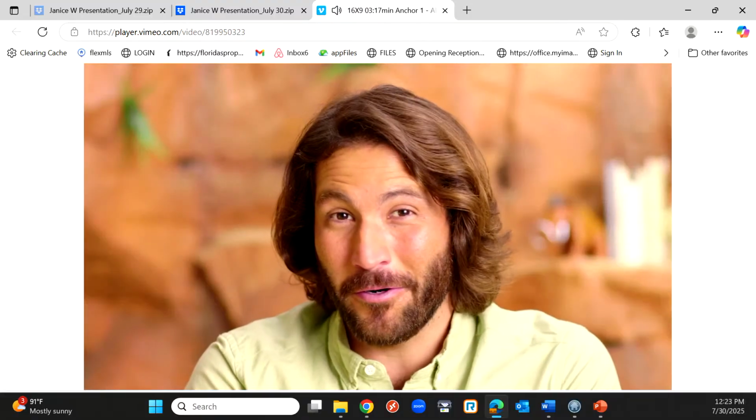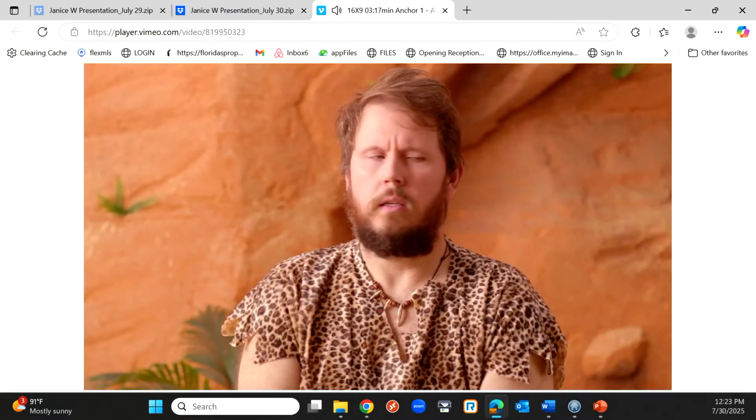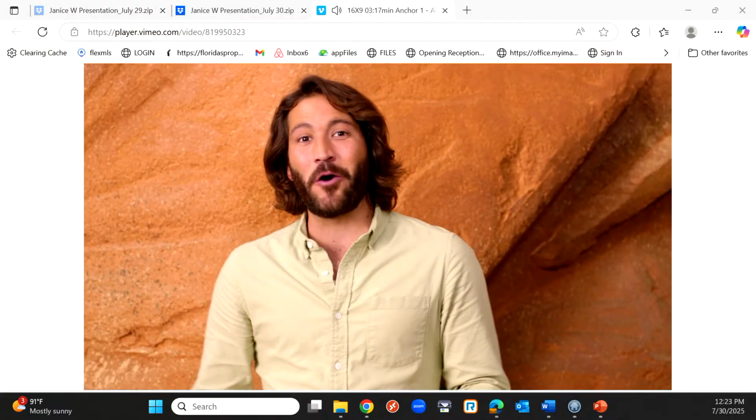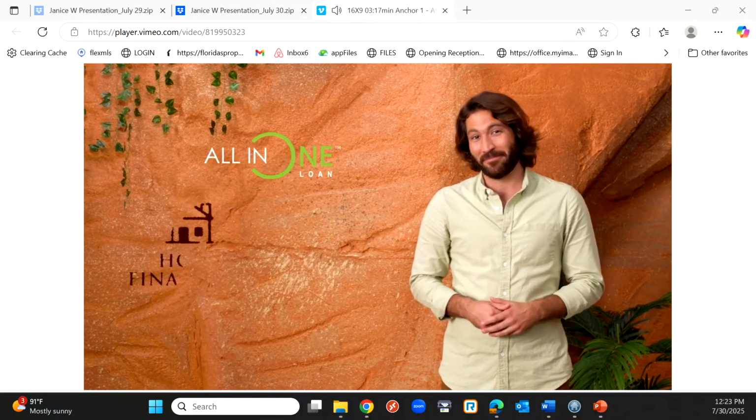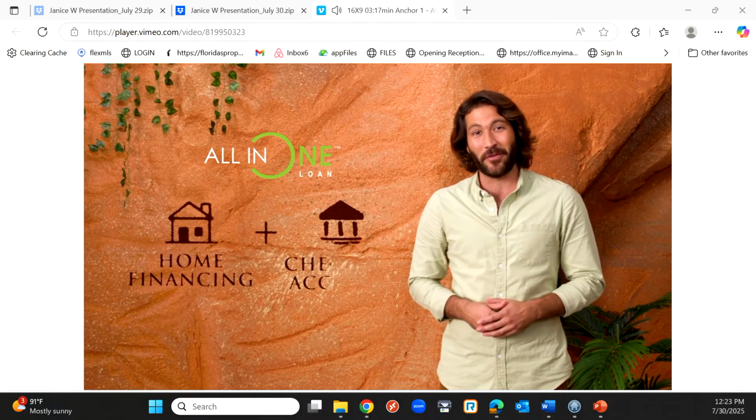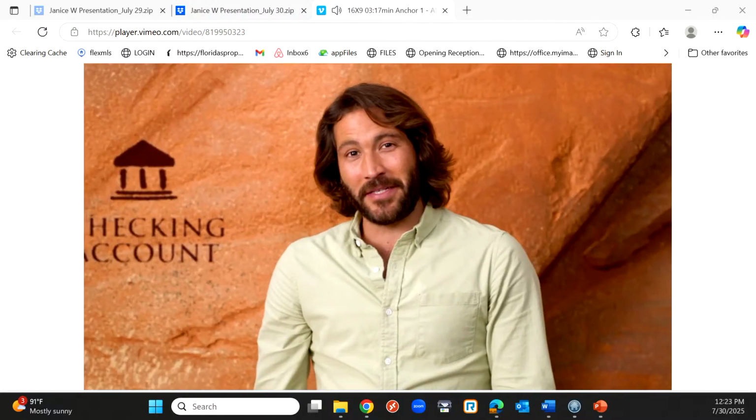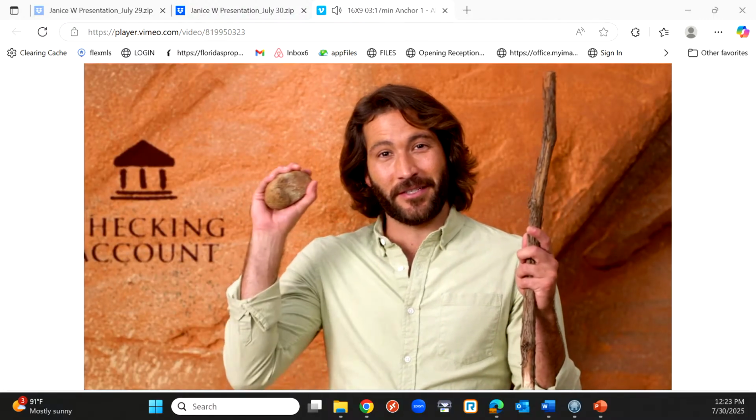But what if you could get more from your mortgage? A mortgage, if you will? I'd say, yeah, I yabba dabba do want to know more. The all-in-one loan from CMG is the first of its kind, combining the home financing you need with a uniquely designed checking account. You can do that? It's basically the best combination since sticks and rocks.